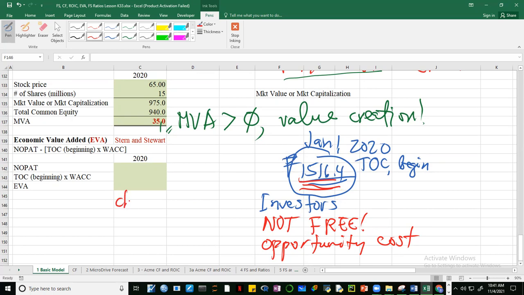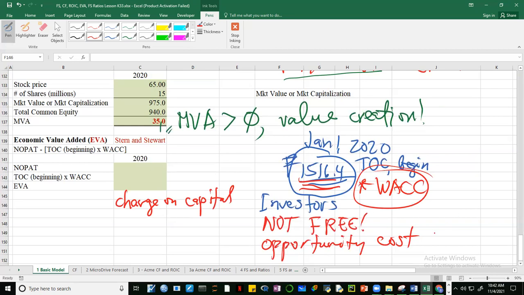So we're going to call it charge on capital. We charge management because that capital is not free. So what charge will we use? Management needs to account for the use of that capital. And we're going to charge management with the most logical one, the weighted average cost of capital. In other words, guys, we'll tell management, this is the capital, 1516.4. But it has interest, because the use of that capital is not free.